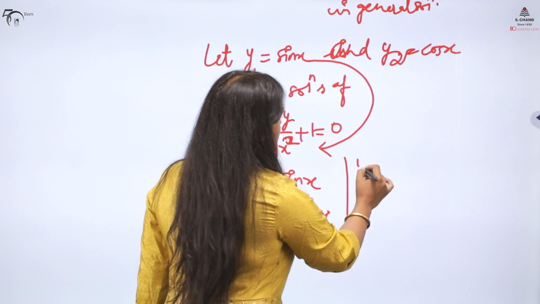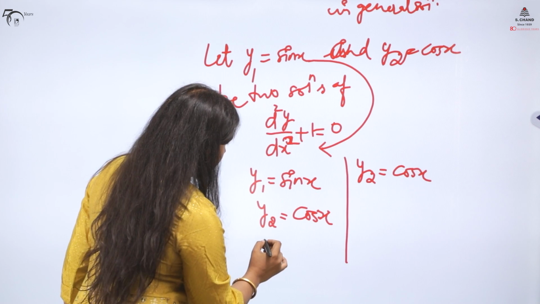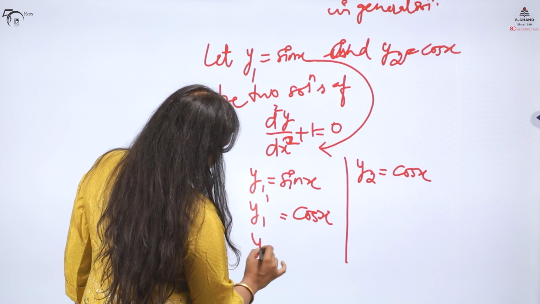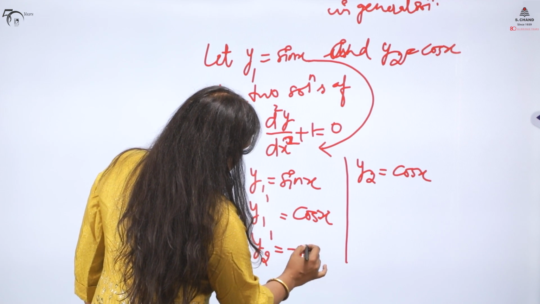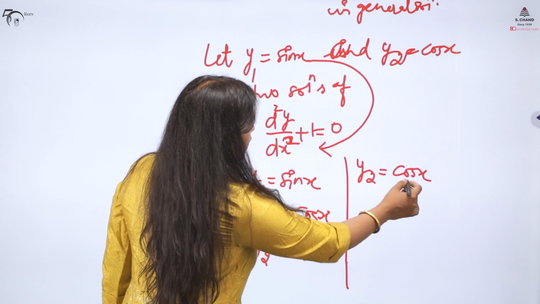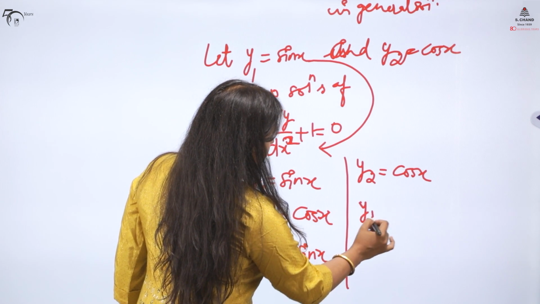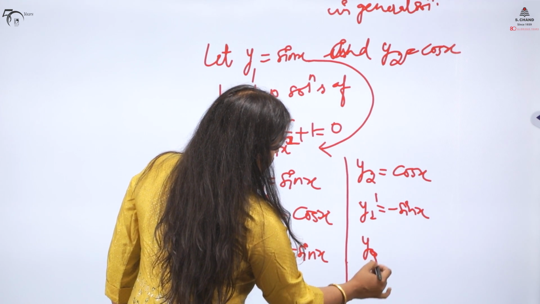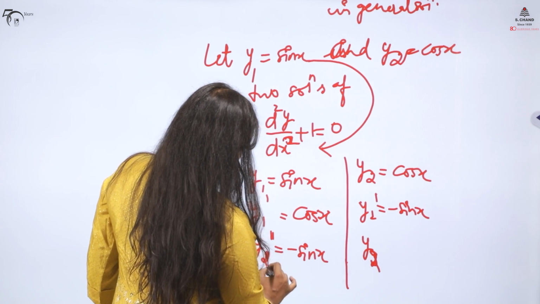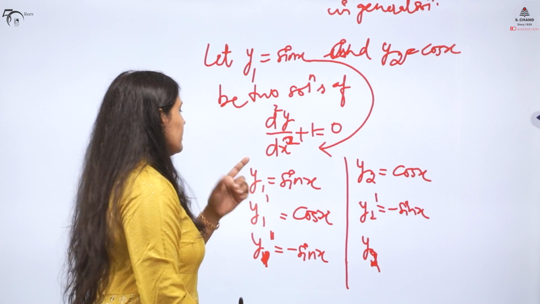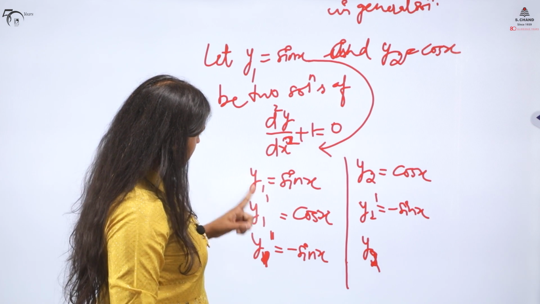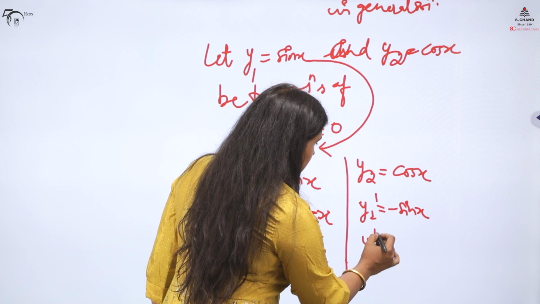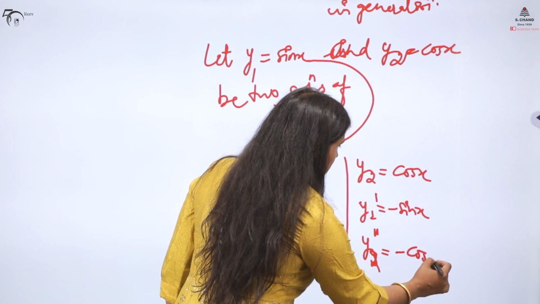What will be the solution? y2. The second derivative will be, so this is y1 derivative with respect to x, this is y2 derivative, so this is minus sin x. Now y2 derivative is minus sin x and y2 double derivative is, just wait for a while, this is y1, then y1's first derivative, then y1's second derivative, then same here y2's second derivative will be minus cos x.